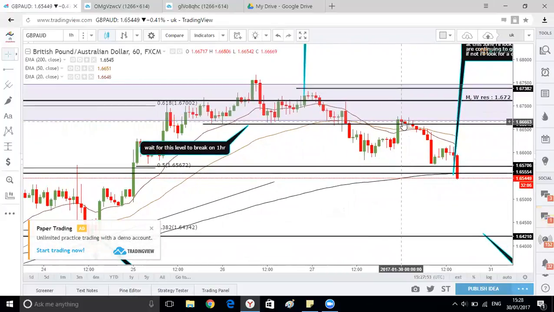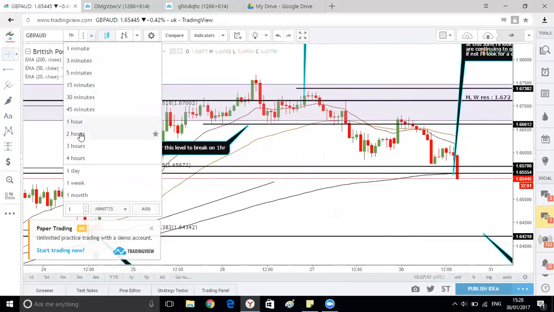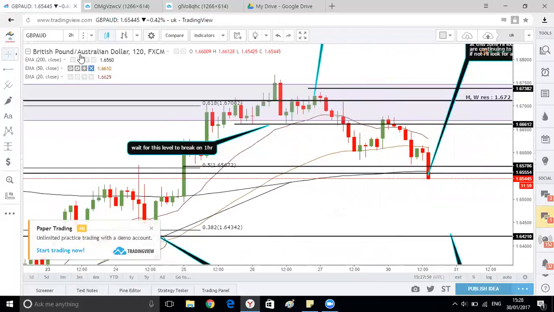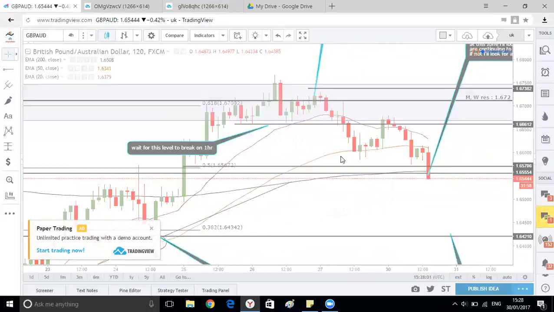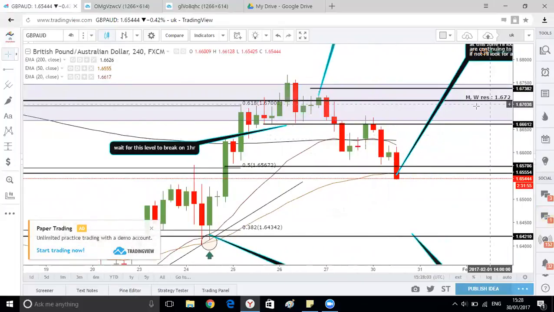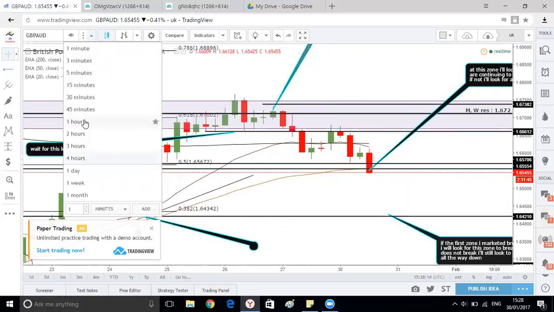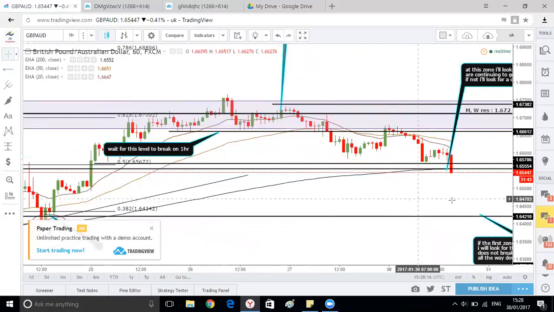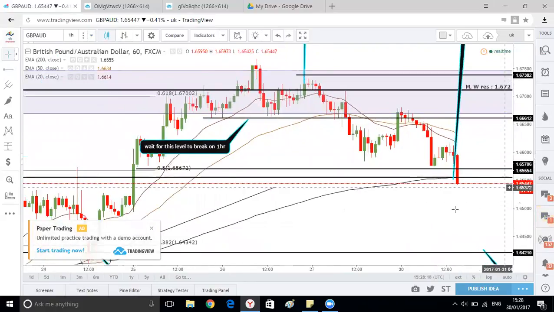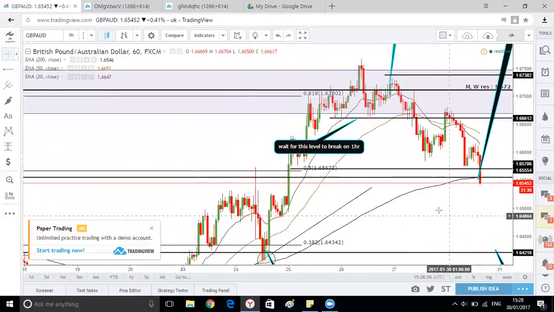Now on the 1 hour, you can see it did break out, but if you go on the 4 hour chart, all you see is the wicks. You can see the body of the candle closing below the level, so it did not close above. Now going back to the 1 hour chart, I'm currently in this trade. You can see I've put this level.